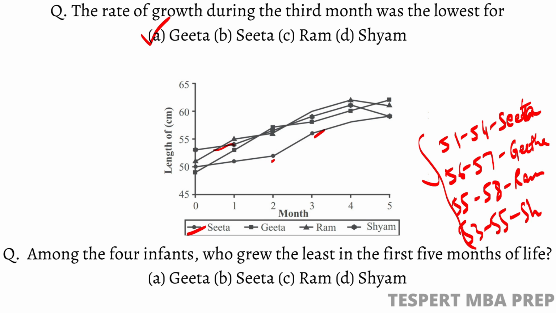And moving on to the 4th question, among the 4 infants, who grew the least in the first 5 months of life?